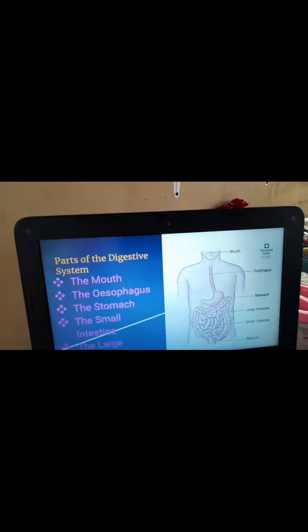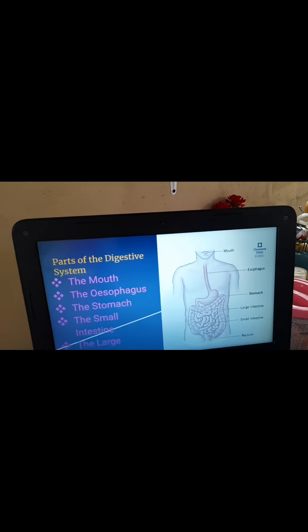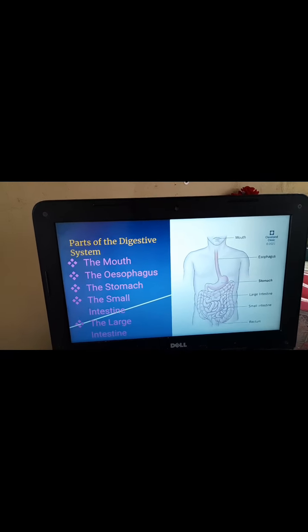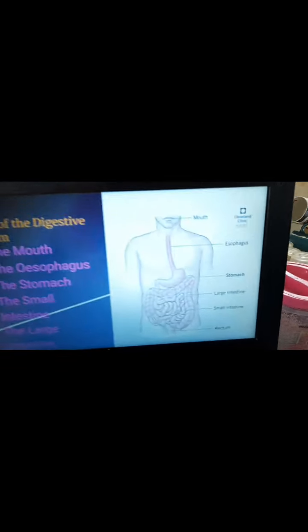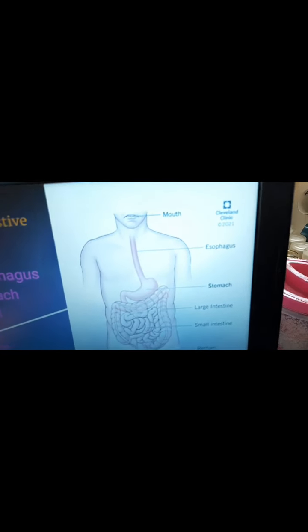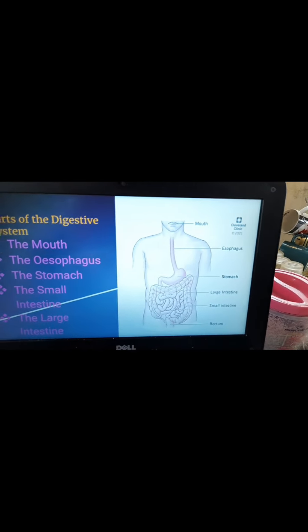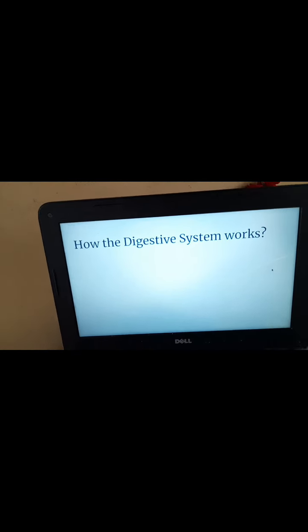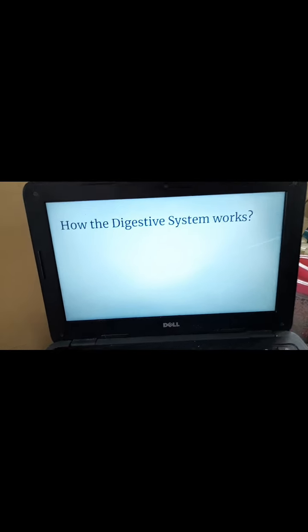So let's go through what I have here. So here we have the parts of the digestive system. We have the mouth, the esophagus, the stomach, the small intestine, the large intestine. And we just went through that, right? And over here you can see the different parts. That's the mouth, the esophagus, stomach, large intestine, small intestine, and your rectum or anus, where the poop comes out. And next here we have how the digestive system works. Well, we saw the video there and we know how it works. We just discussed that. So let's go through what we have here.